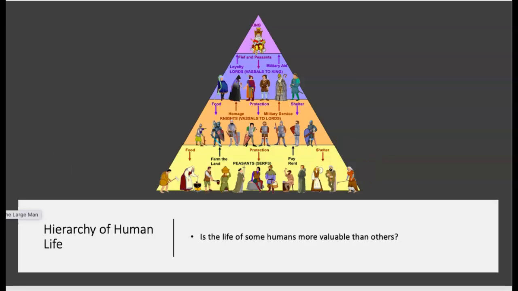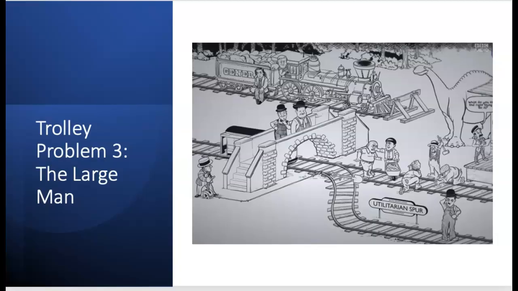Moving on now to one that's a little bit more controversial. Trolley problem number 3, which we will call the large man. In this particular moral scenario, you are not the agent pulling the lever. You are, in fact, this agent here.